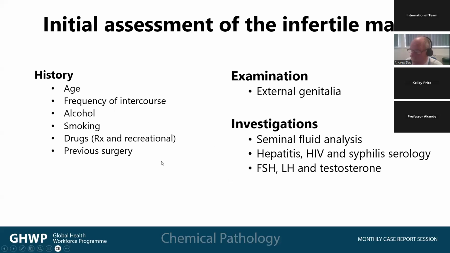In men, a similar sort of assessment. How old are they? How frequently is intercourse taking place? And this is not a flippant comment, but it is important to establish that couples are appropriately trying for a pregnancy and that the frequency of intercourse is appropriate. Again, factors that could damage the ovaries or the testes, or previous surgery. Examination of the external genitalia, particularly important to look for things like varicoceles.